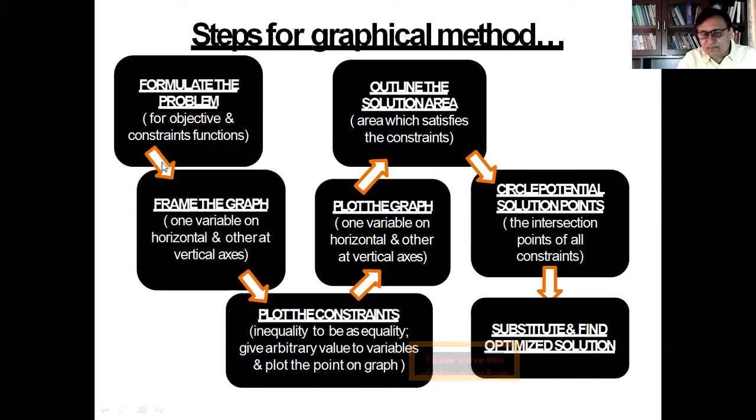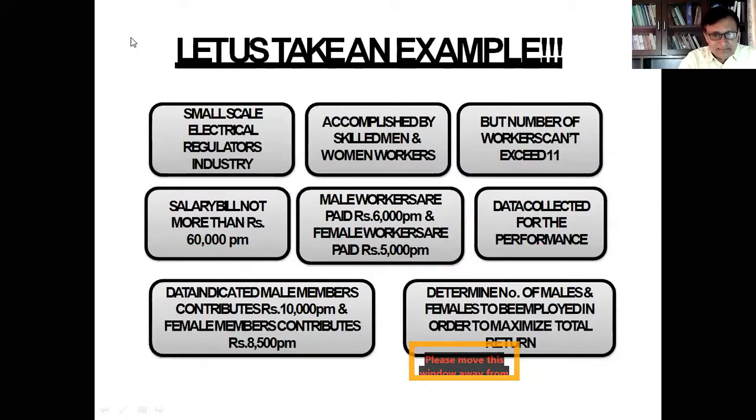First formulate the problem, then frame the graph, then plot the constraints, then outline the solution area, that means finding out the feasible region, then corner points of the solution are identified, and then we will put these values in the objective function and find out the best value as desired, that may be cost minimization or profit maximization. Now let us take an example.